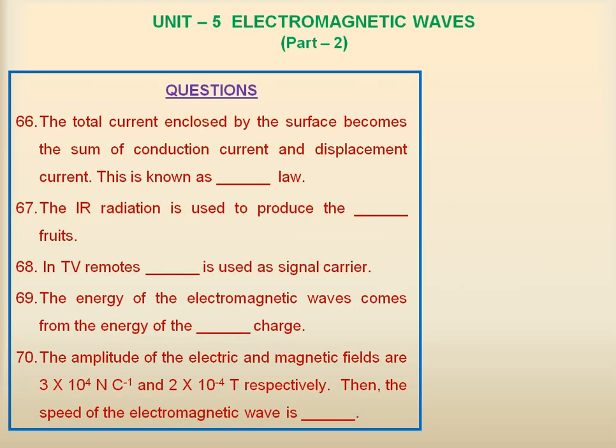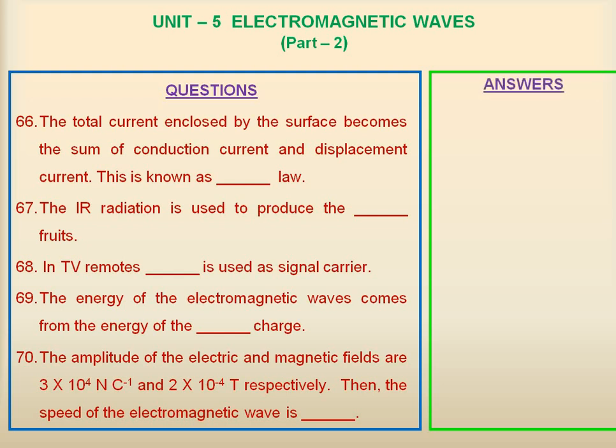Dear students, now we are going to see the answers for the question number 66 to 70. The total current enclosed by the surface becomes the sum of conduction current and displacement current. This is known as the Ampere-Maxwell law. Question number 67. The IR radiation is used to produce the dehydrated fruits. Question number 68. In TV remotes, IR radiation is used as signal carrier.